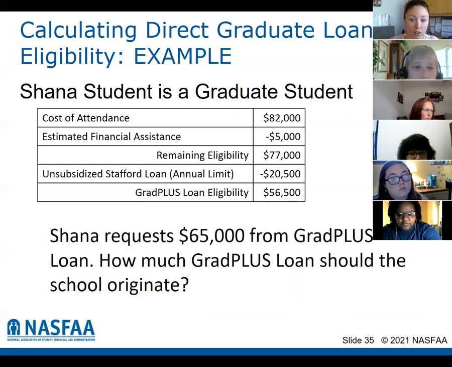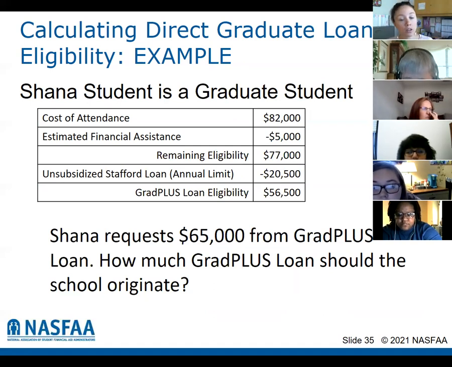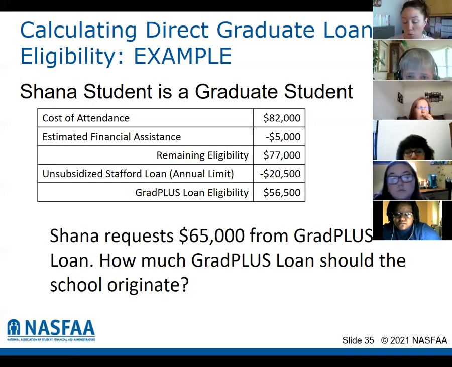So here's Shayna. Her EFC is 82,000. I'm sorry, her cost of attendance is 82,000. She's getting a $5,000 need-based scholarship from her school. So she still has 77,000 of remaining eligibility. She's being offered her $20,500 unsubsidized Stafford loan. That's the maximum amount she can have. And she has 56,500 left in loan eligibility. She wants 65,000. How much Graduate Plus loan is the school going to originate?